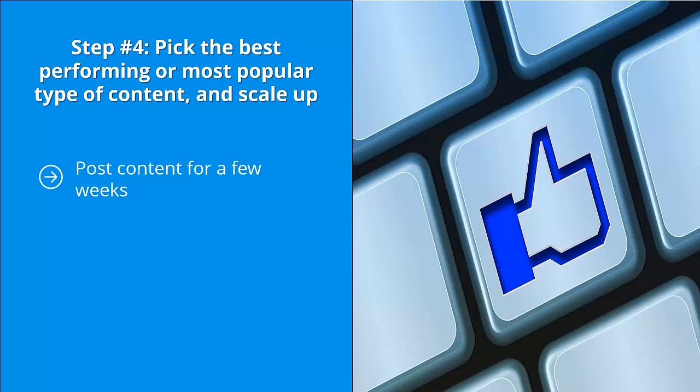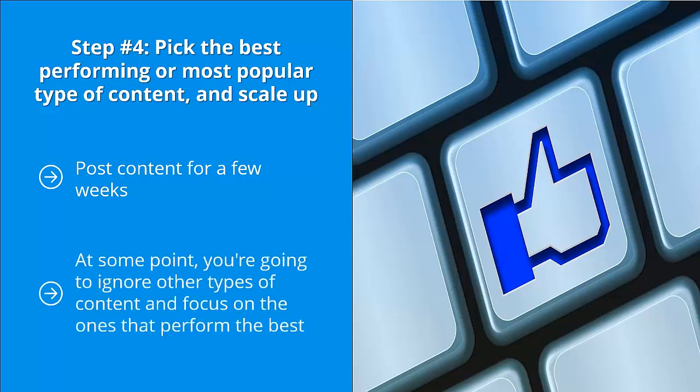Post content for a few weeks. Keep publishing, and then look at the content that gets the most engagement. Which shared materials get the most likes, the most shares, the most comments? At some point, you're going to ignore other types of content and focus on the ones that perform the best.